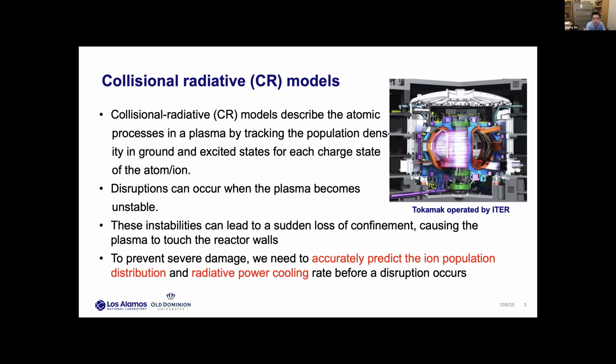To prevent the severe damage, we need to accurately predict the ion population distribution and the radiative power cooling rate before a disruption occurs, so that we can take some actions, for example, propose some control and mitigation strategies. So that's a very brief general background for the CR model.